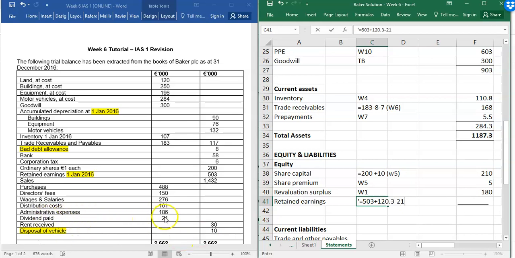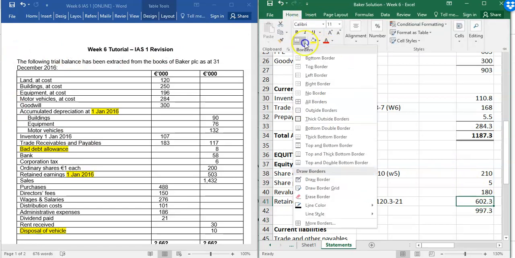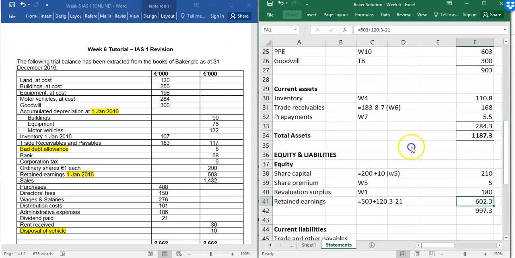So the dividend paid is never showed in the expenses. It only goes into retained earnings, and it also goes into your statement of changes in equity. So that gets me 503 plus 120.3 minus 21. So closing equity is 997.3. And we're going to use that for our statement of changes in equity in a second.